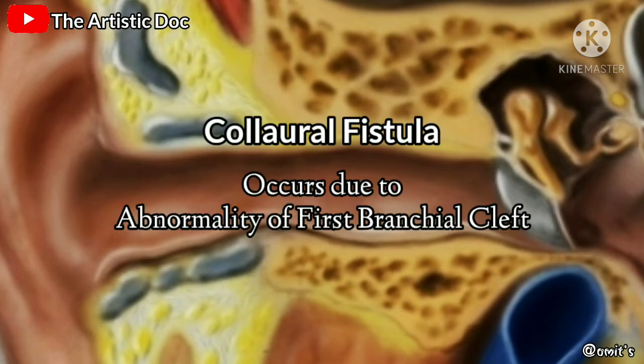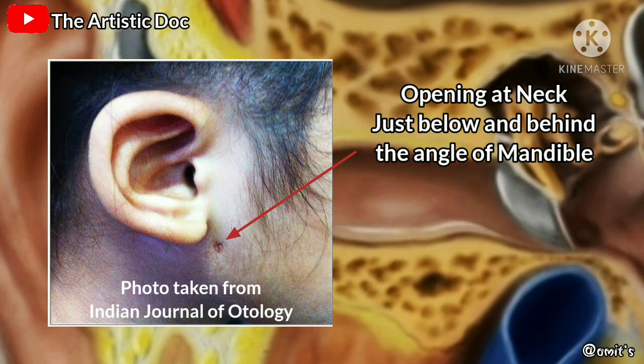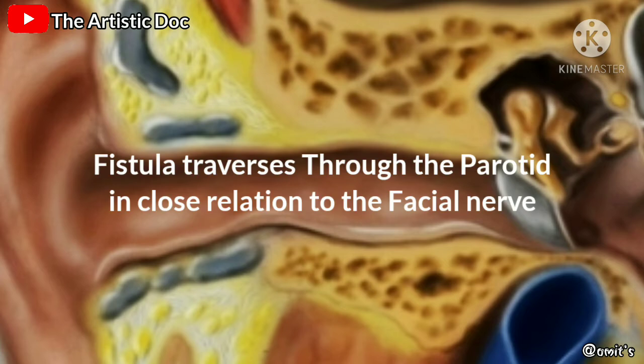Coloboma fistula occurs due to abnormality of the first branchial cleft. One opening is situated in the neck, just below and behind the angle of the mandible, and the other in the external canal or middle ear. The fistula traverses through the parotid in close relation to the facial nerve.